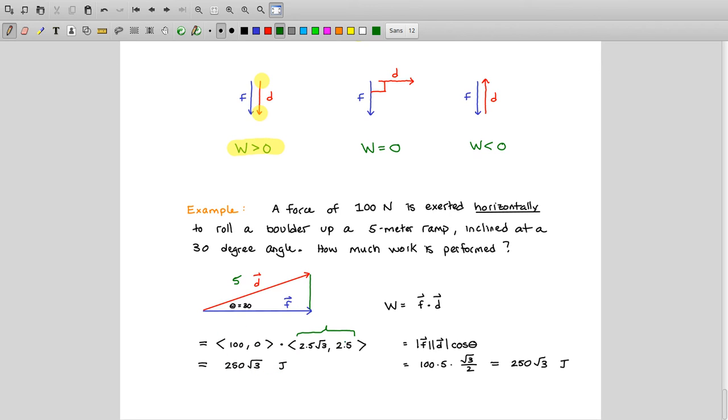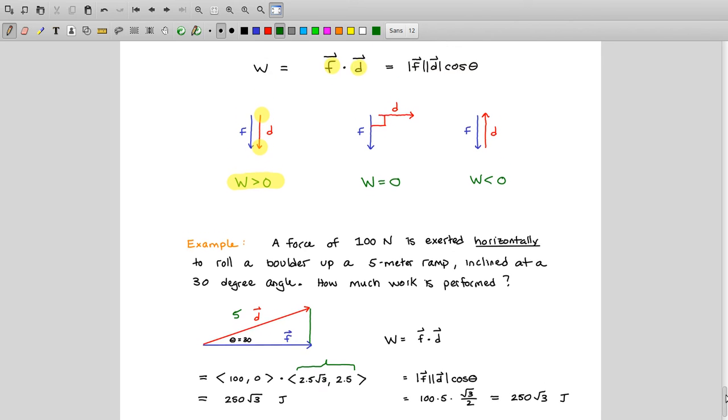That's using the arithmetic definition of the dot product, and it required us to get the component form of the vector d. There's another way we could do this problem, though, which is to use the geometric definition of the dot product, which simply says the dot product is magnitude F, magnitude D, cosine theta. Magnitude F is 100, magnitude D is 5, and then the cosine of 30 degrees is root 3 over 2. We do the same calculation, we get the same answer.